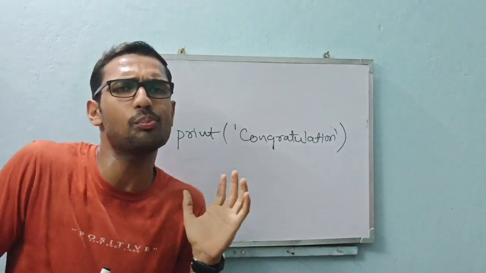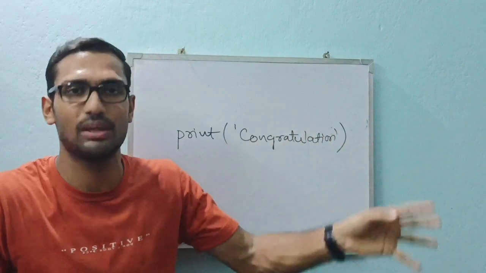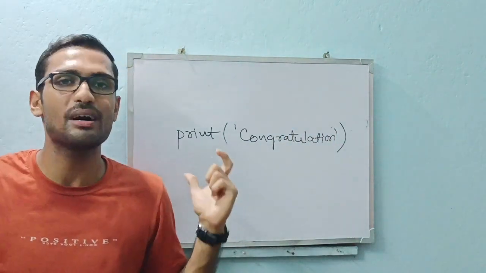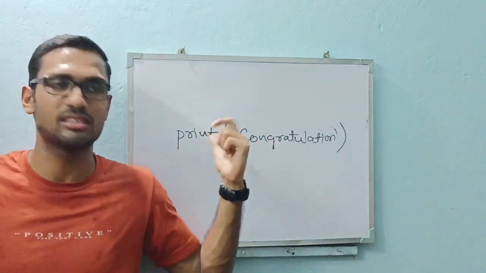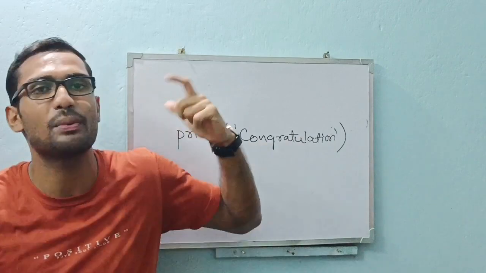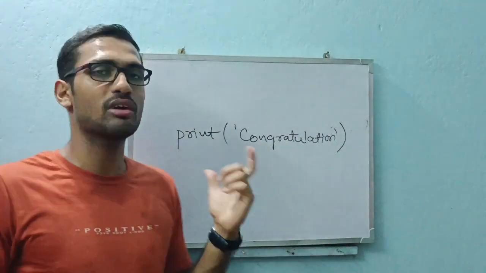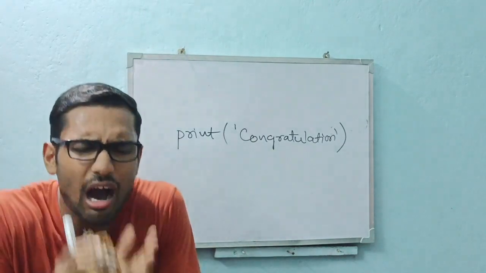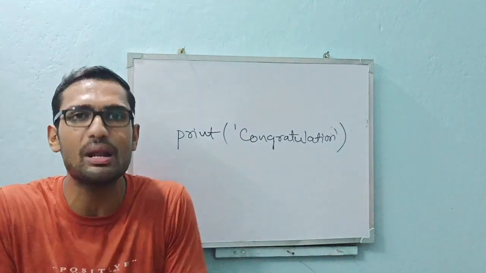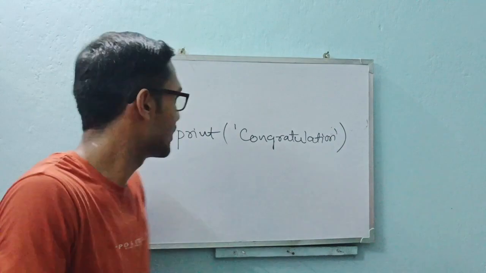Now suppose I want to use both of them. I want to pass both things, the string and, at the same time, the expression. This print function will now consist of two parameters. So how will I separate these two parameters? With the help of the comma.